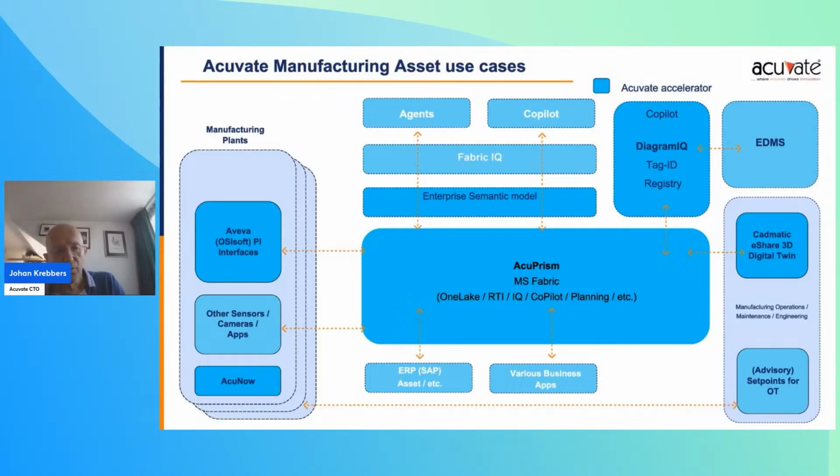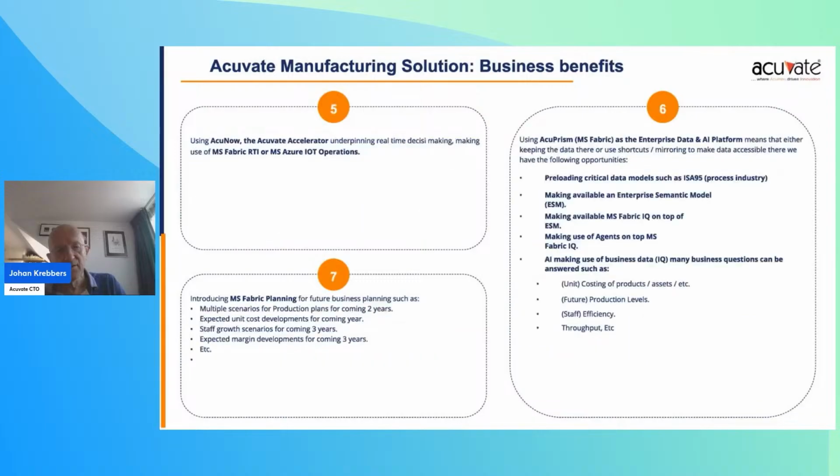So this is the full story of all elements coming together, where the data from the left gets into Acuprism, Microsoft Fabric, where the tech data sits in Microsoft Fabric, the digital twin goes to Microsoft Fabric, and of course also the ontology sits on top of Microsoft Fabric. And here you see the various components.